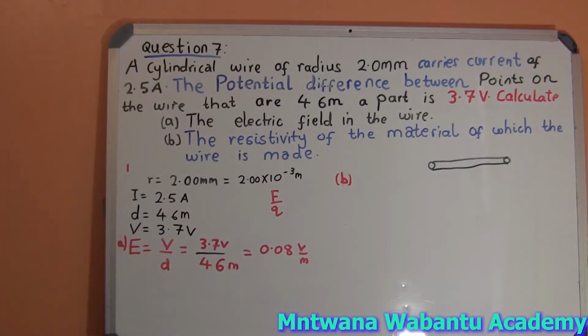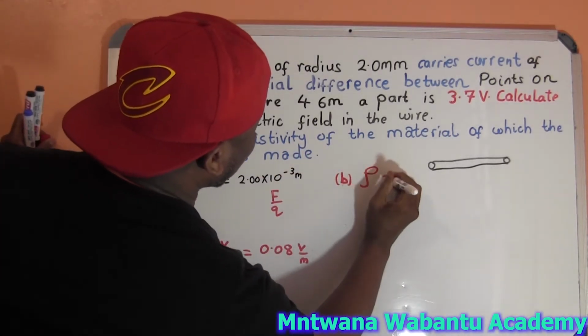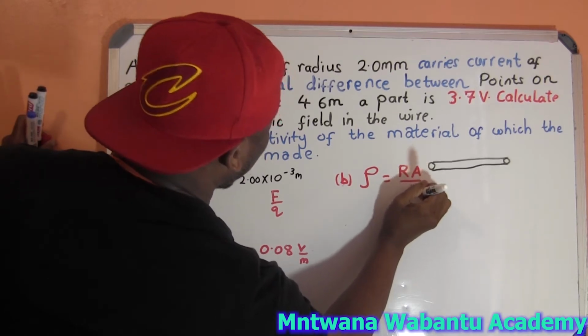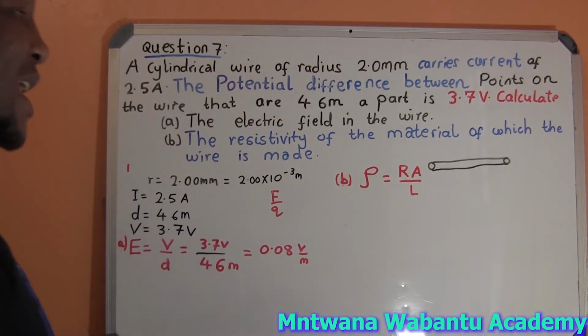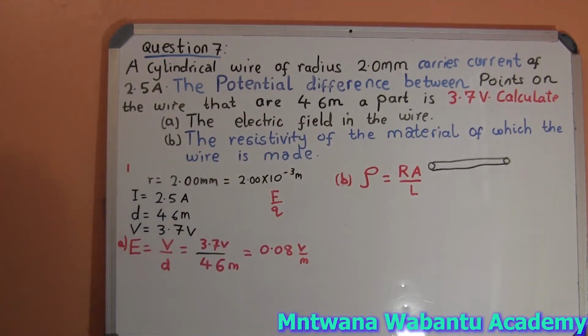They say the resistivity of material. So we want to get the resistivity. Resistivity of material from the definition equals the resistance times the cross-section area over the length of separation, or the length of a wire, okay? Do you have a resistance? No, we don't have a resistance. Do you have a cross-section area? Yes, we can get it.